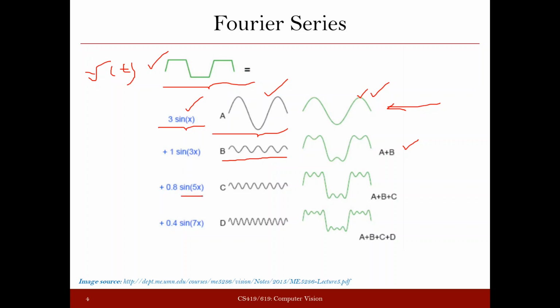Similarly, let us take the term sine 5x, and corresponding to that, let's say this is the waveform. If you now add A, B and C, you get ABC, which is further close to the given function. Similarly, when you increase the frequency and get D, and you add D also to that, you find that whatever you are getting is further close to the original function. So from this sequence, you see that if you keep increasing the frequency, you will get closer to the original function that you are representing.